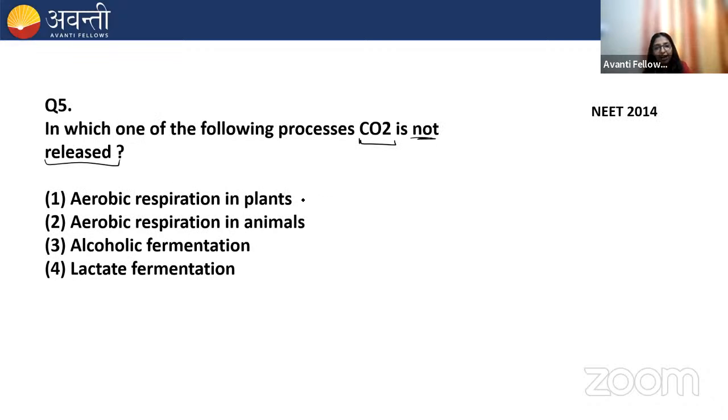In aerobic respiration in plants, CO2 is released. When complete oxidation takes place, CO2 and water are released, right? Number 2, aerobic respiration in animals, yes, CO2 is released. Alcoholic fermentation, yes, CO2 is released. But in lactate fermentation, CO2 is not released.